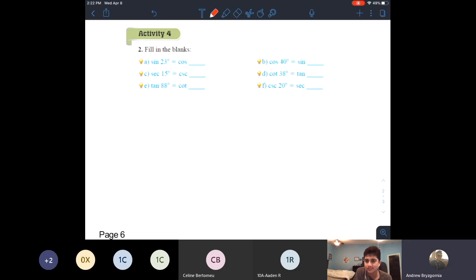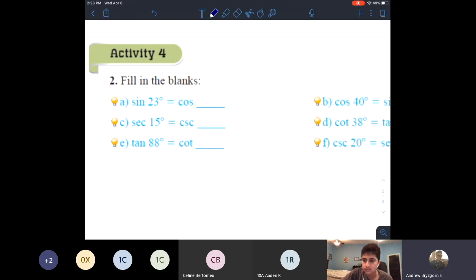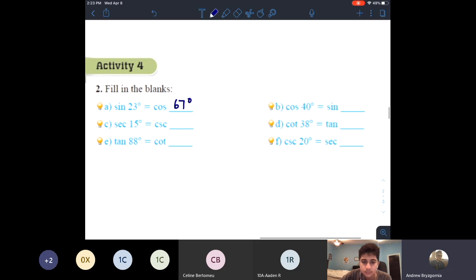Okay, enough talking. So for these questions then, all you had to do was just 90 minus the angle measure. So for the first one, 90 minus 23 is going to give us then 67. For B, 90 minus 40 gets us 50. And just so on. You're going to keep doing the same thing, just 90 minus each of the angles to solve them.